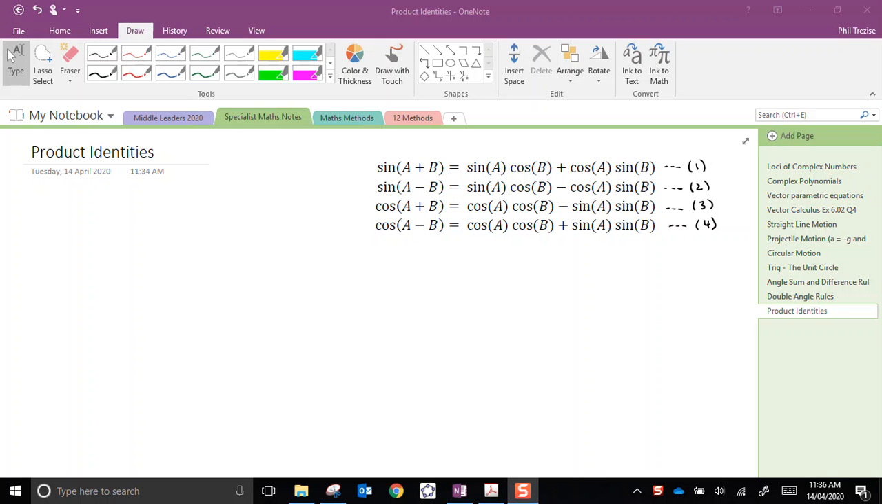Now let's take a look first, say, at equation 1 and equation 2. I notice that this second term, cos A sin B, is positive in the first and negative in the second. This suggests I could add equation 1 to equation 2 to eliminate this term. And then I'll just be left with a product between sine of A and cosine of B. So let's do that first. Let's take equation 1 and add equation 2.